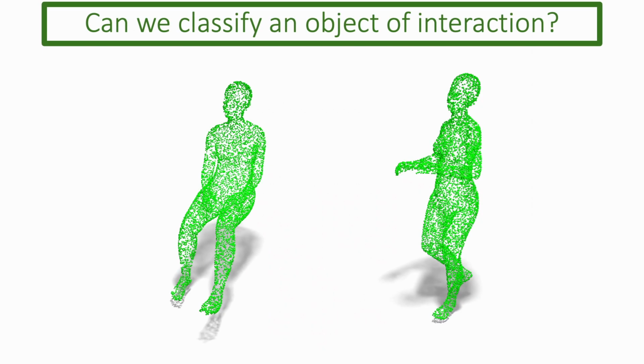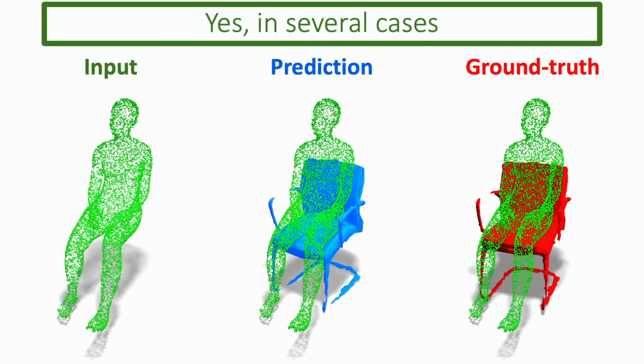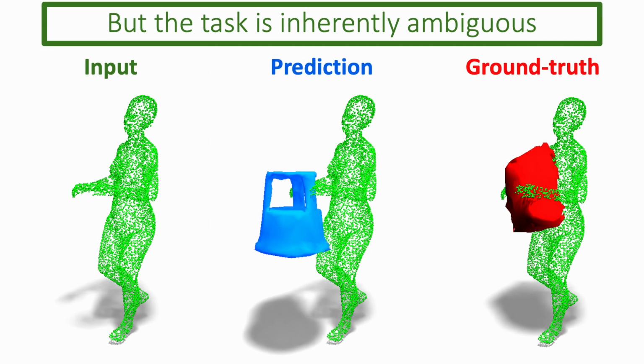Can we solve an even harder and more general problem, predicting the object class given the input point cloud? Yes, but the task is ambiguous by nature. Most of the poses are too common and can fit multiple objects.